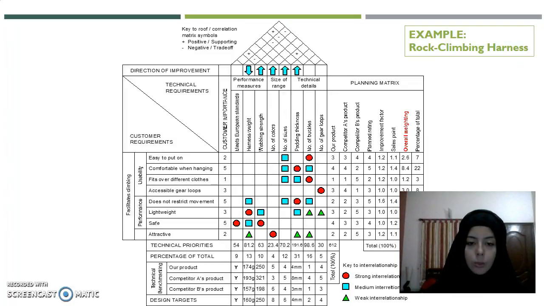Okay, then we talk about the competitor rating. Now, when you're looking at the house of quality, you also need to keep in mind what competitors are offering in the market. So we have these two columns showing competitor A's product and competitor B's product, and then you rate those competitors' products with what they are offering to the customer, with each of the requirements.